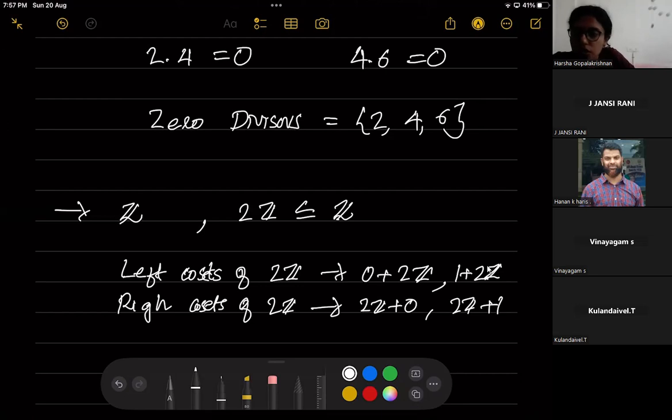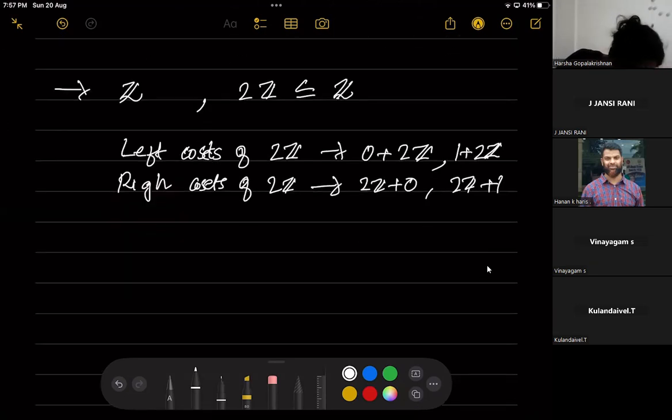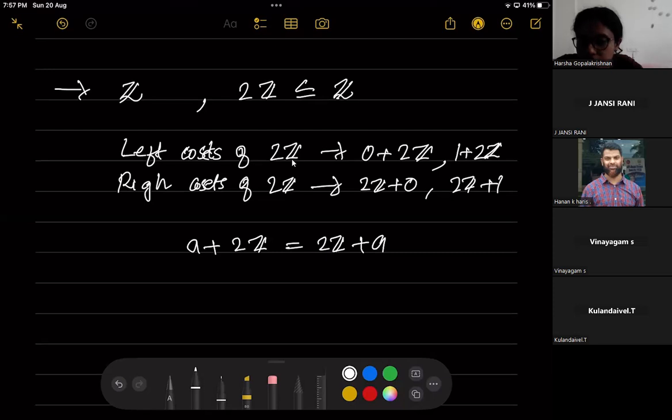So to say it is normal, what we need to prove is a plus 2Z equals 2Z plus a. So if a is an even integer, what will be a plus 2Z?